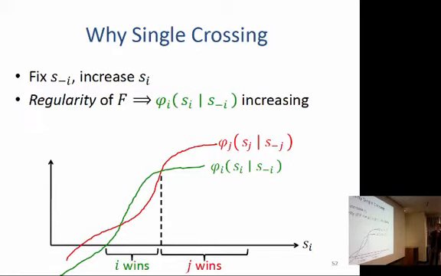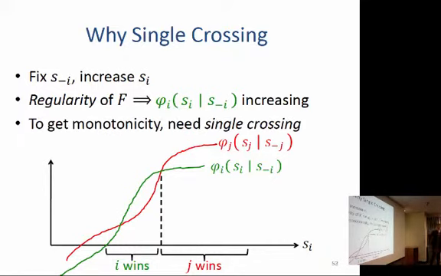Here's what could happen. Up to a certain point, I has the higher conditional virtual value and he wins. But from a certain point, bidder J starts winning. And this is a violation of monotonicity. So in order to have monotonicity with this allocation rule that gives it to the guy with the highest virtual value, you do need single crossing. It's called single crossing because you can see here the functions cross at two points. So that's what we want to avoid.